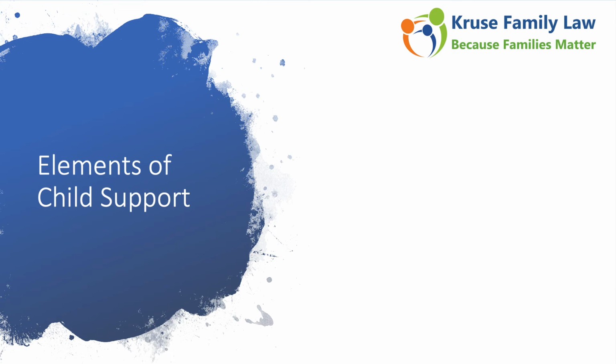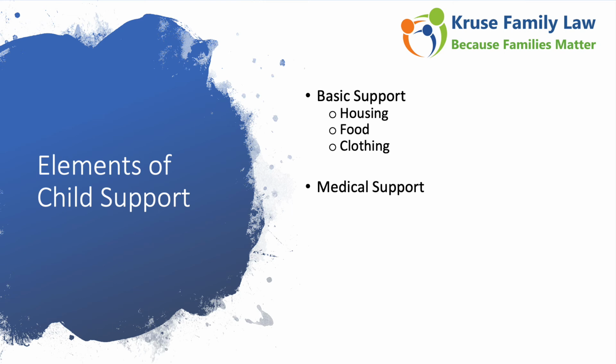So the elements of support. There are 3 different numbers you're going to get when you calculate child support, and then you add those up to determine how much should be paid. These 3 broad categories. First, basic support. This is going to generally be the largest component of your total child support obligation. This is a number that the computer generates, and it is going to cover things like housing, food, and clothing for the child. The second category is medical support.